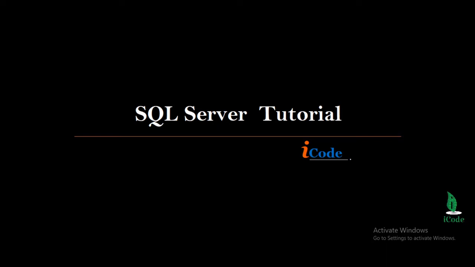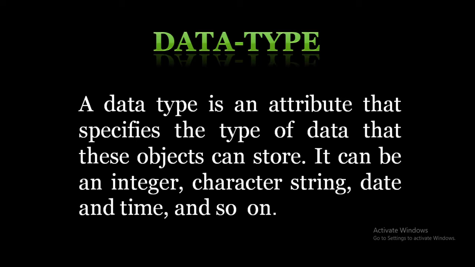Welcome to iCode. In this video, we are going to see how to create a database and table, and also a basic introduction about data types used in SQL Server. First, we will see what a data type is. A data type is an attribute that specifies the type of data that this object can store. It can be an integer, character string, date and time, and so on.